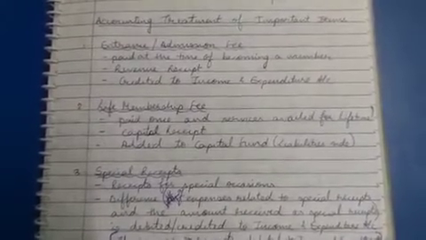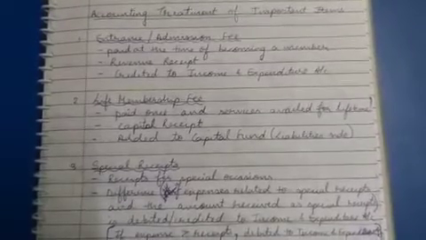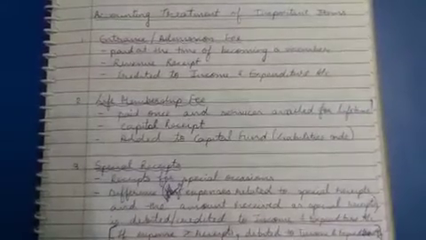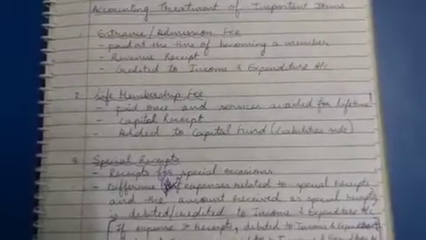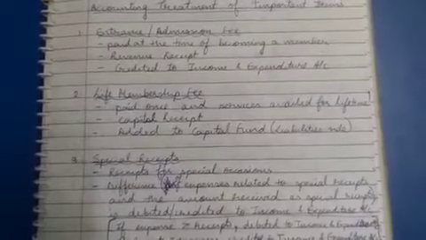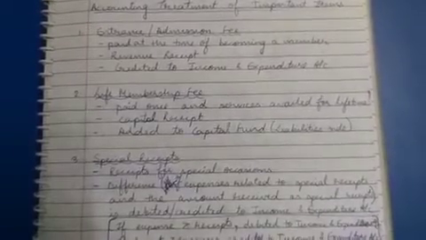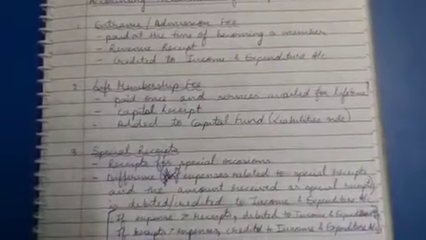It is the amount of money paid to the organization at the time of becoming a member. Since this amount of money is received by the organization quite frequently, it is also known as a revenue receipt. Since it is a revenue receipt for the organization, it is credited to income and expenditure account.